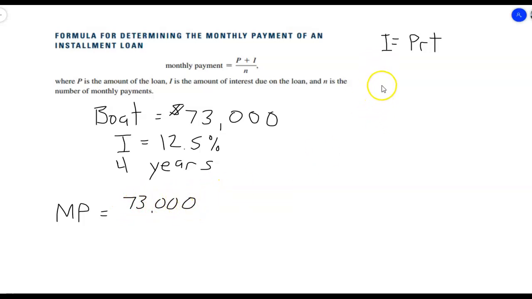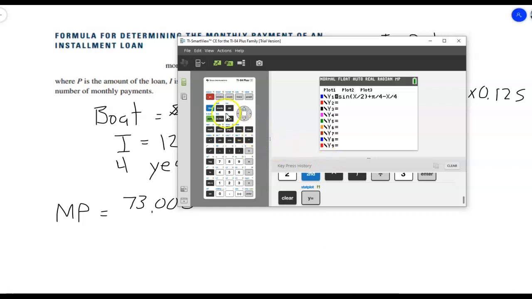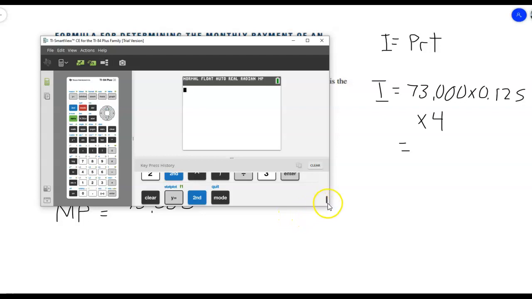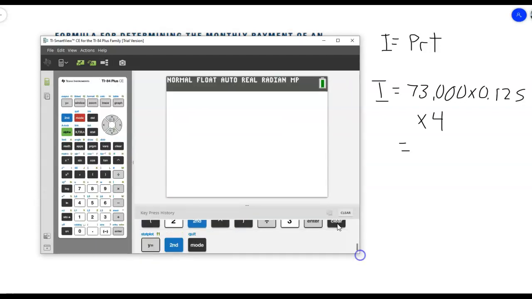So let's figure that off to the side here. So the interest is going to be equal to 73,000 times our rate, which is 0.125. We just have to move that decimal place to the left in order to convert that percentage down to a decimal, times the time, which is 4 years. So this is going to be equal to, let's pull the calculator out. And let me make it a little bit bigger here, so hopefully you can see that.